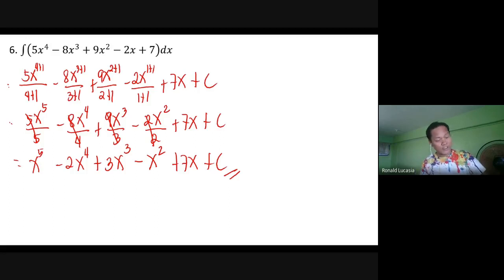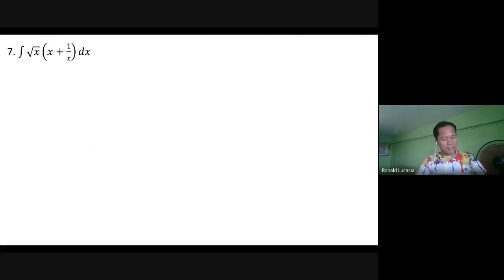Pwede pa siyang idiretso, pero inumpisan ko lang siya dun sa theorem. Step by step kasi, alam niyo na ang lesson natin ang basic calculus. Let's have number 7. So may kaparehas ko example niyan kanina, yung subtraction na kung saan dinistribute to dito bago siya nag-perform ng anti-differentiation. Let's go.